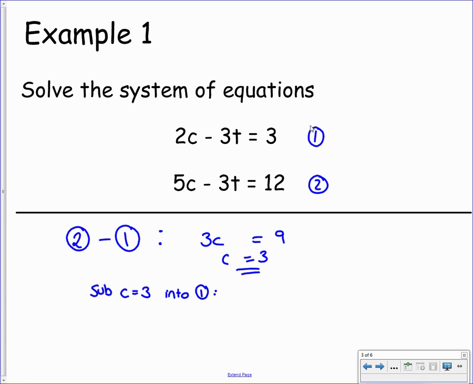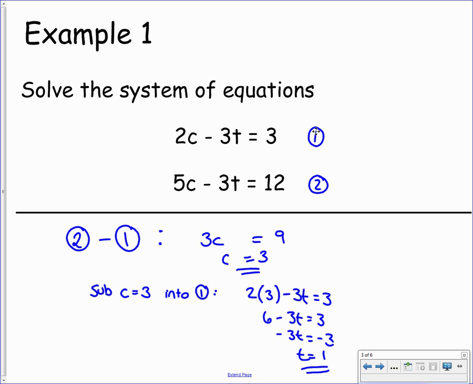So anytime we see a c, we'll replace it by the value of 3. So I've got 2 lots of 3 minus 3t equals 3. So that gives us 6 take away 3t equals 3. And now we can solve it for t. So if we take 6 from both sides, we're left with 3t equals negative 3. And divide by negative 3 gives us a positive answer of t equals 1.